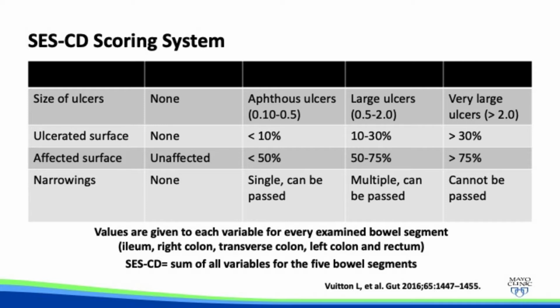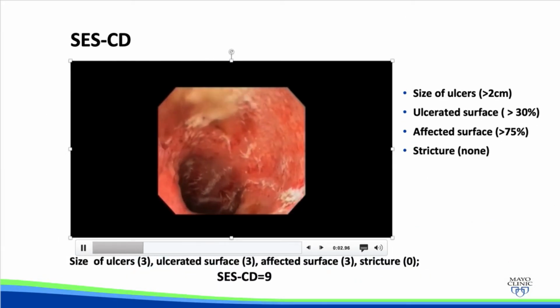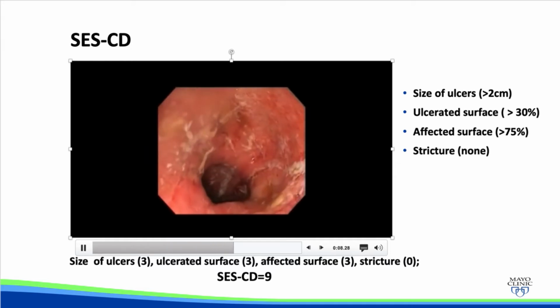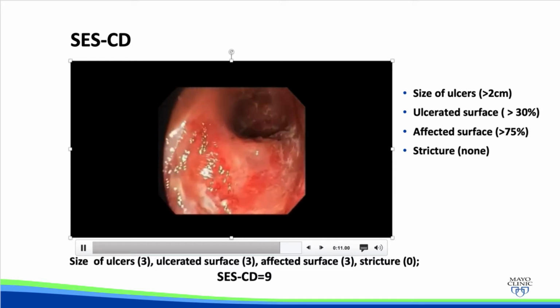So now let's move on to the SES-CD scoring system. In the SES-CD scoring system, we look at size of ulcers, percent ulcerated surface, percent affected surface, and the presence or absence of narrowing. And this is reviewed in this particular slide. And what you do is you evaluate each segment of the colon and ileum, the right colon, the transverse colon, the left colon and rectum, and you score up each of the segments. So in this video, what we're seeing are large ulcers. They're about 2 centimeters or larger. The ulcerated surface is clearly more than 30%, and the affected surface is more than 75%. There's no stricture, and if you add this up, this is an SES-CD score of 9.